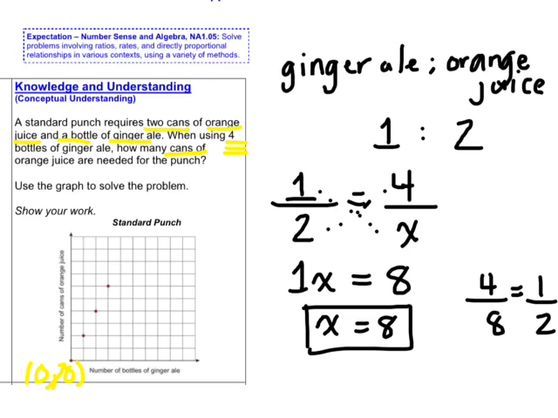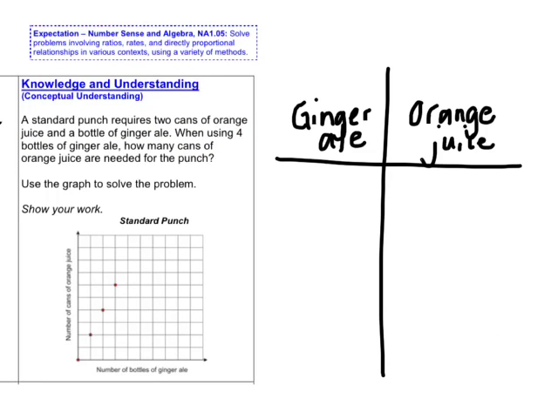They're equivalent fractions. We can also check to see if this is true looking at the points on the graph. Well, we've already talked about that. We know that one of the points is located at 0, 0. If we don't have any ginger ale, we don't use any orange juice, we don't have any punch. The next point is located at 1 and 2. For every 1 bottle of ginger ale, we need 2 cans of orange juice, and that's what we were told in the question.